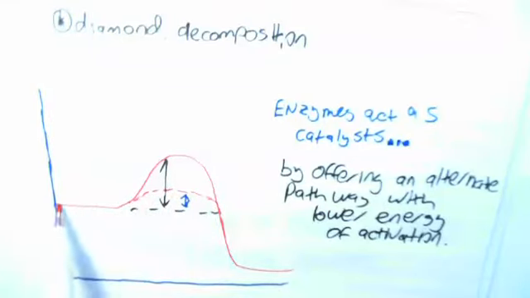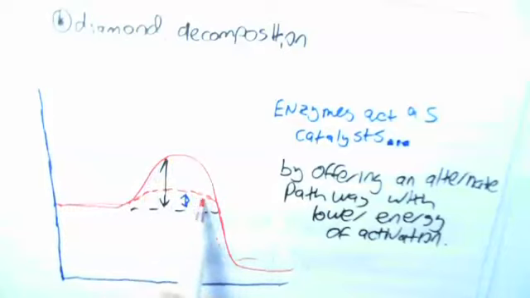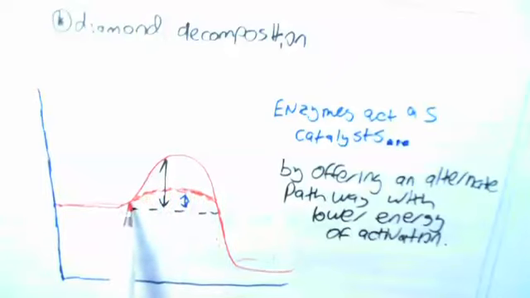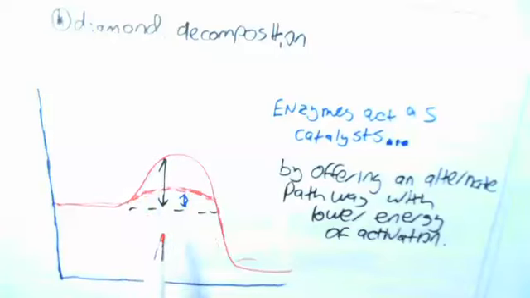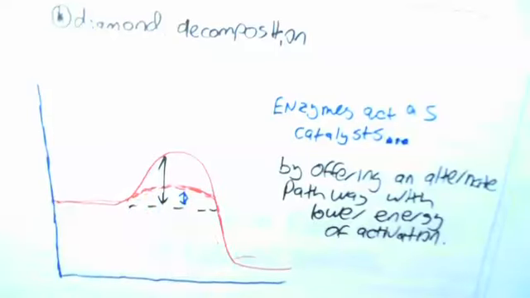This is an exergonic reaction. We have this original activation energy up here, but then we have a lower activation energy when the enzyme is involved. So the enzyme will stabilize certain transition states and intermediates of the reaction and give a lower path for the reaction to follow, with lower activation energy. And by lowering this activation energy, you actually speed up the reaction.